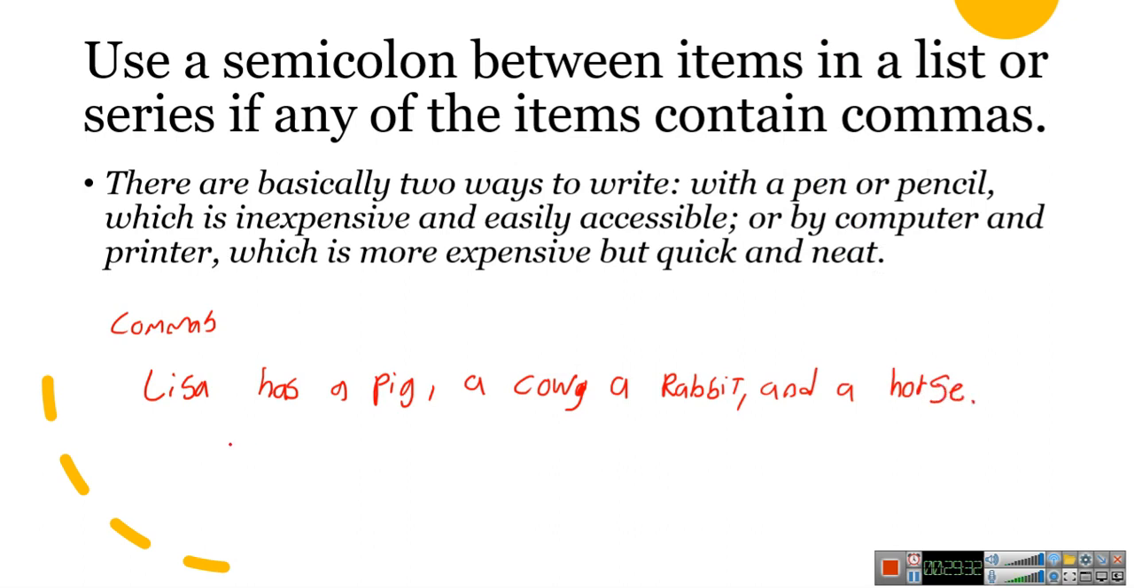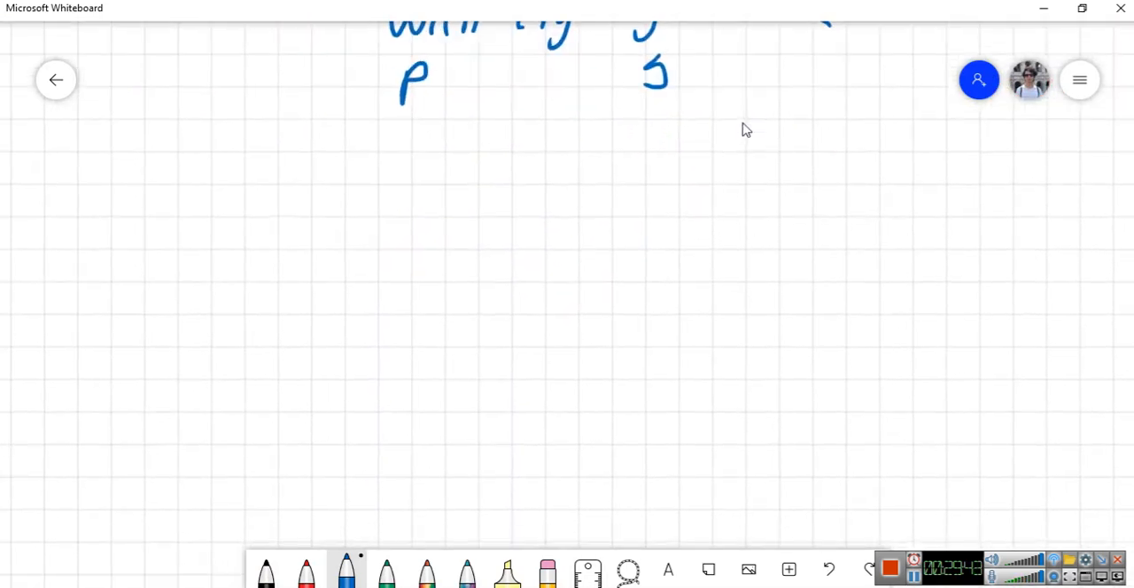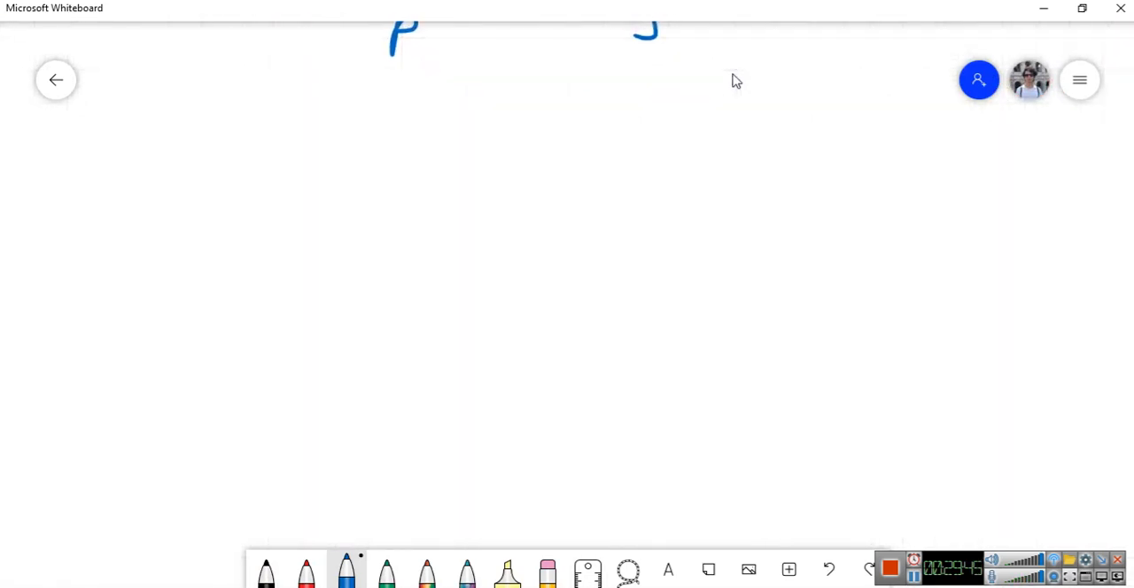So what do we have here? Lisa has a pig, a cow. Let me write it better. It's not working here in the whiteboard. One second, so.